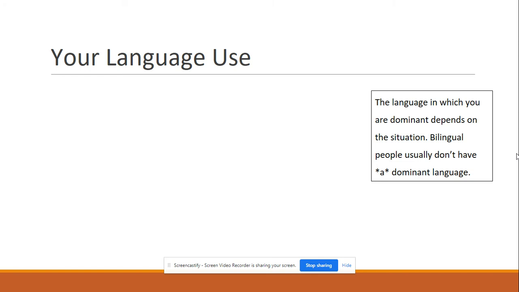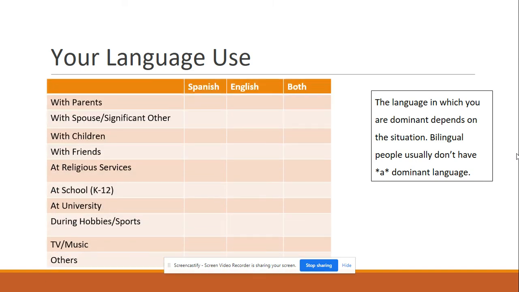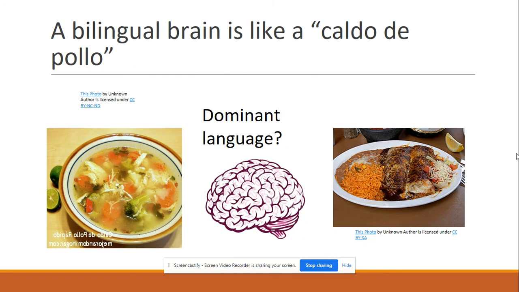So bilingual people usually don't have a single dominant language because we use the language everywhere and we usually transfer from one language to the other. We can speak Spanish, for example, with our parents. Some other bilinguals can speak only English or both. With our spouse, we can speak Spanish or English, or both with our children. So here is the time for you to put a check mark and see which language you speak the most to find your dominant language.